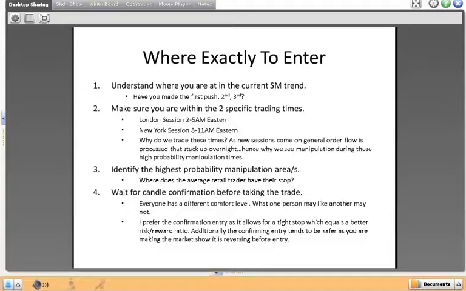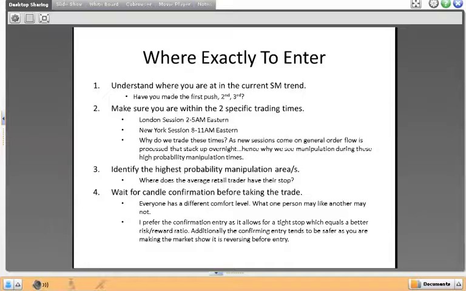So that brings us to the next point. Why do we trade at these times? What's so special about those times? Does the market not move between 5 and 8? Does it not move between 11 a.m. and 3 p.m.? Well, yes, it does, but again, it goes back to the question, why do we trade these times? As new sessions come on, general order flow that stacked up overnight is processed. This is hence why we see manipulation during these high probability manipulation times.